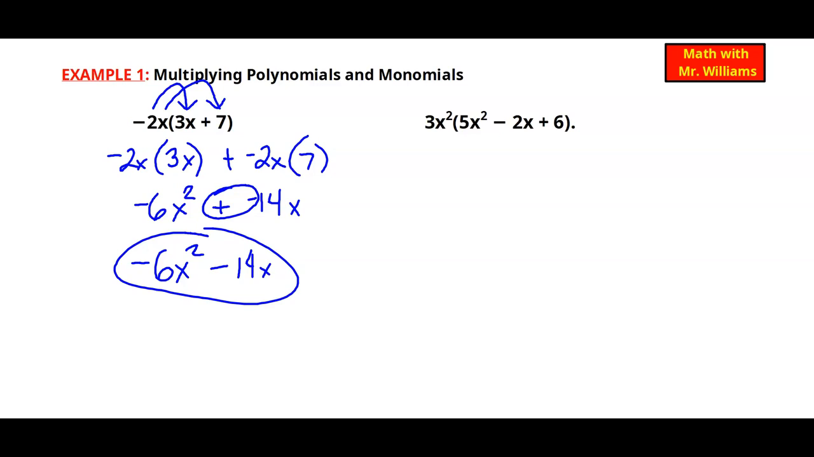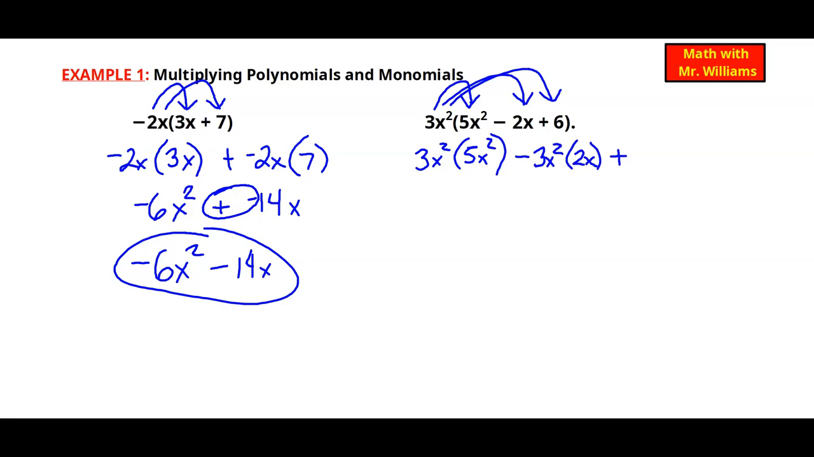We have the monomial again with the polynomial. We're going to multiply the 3x squared times each of the terms inside. So this ends up being 3x squared times 5x squared minus 3x squared times 2x plus 3x squared times 6.